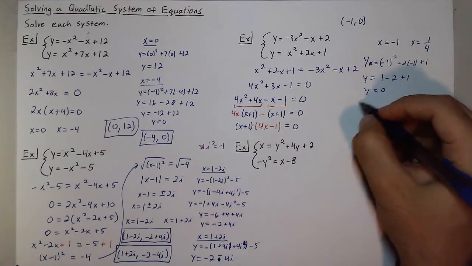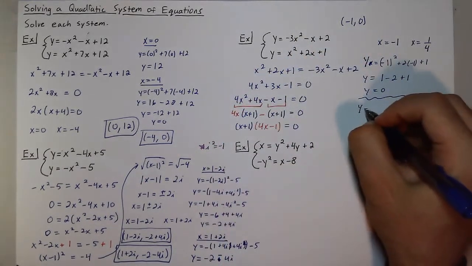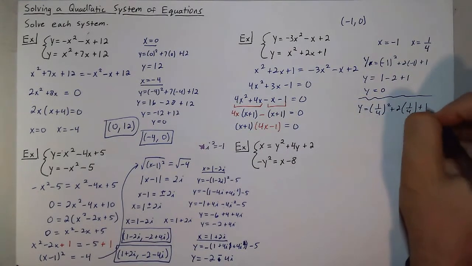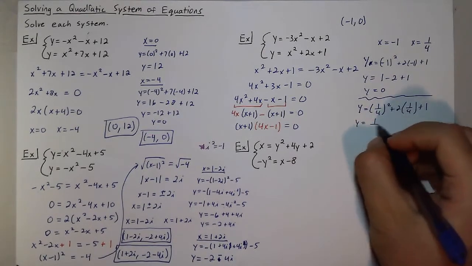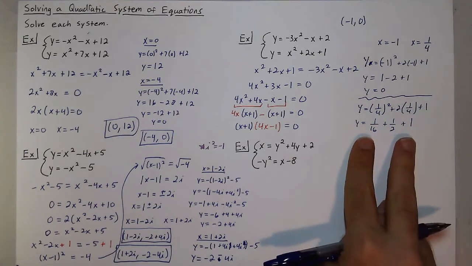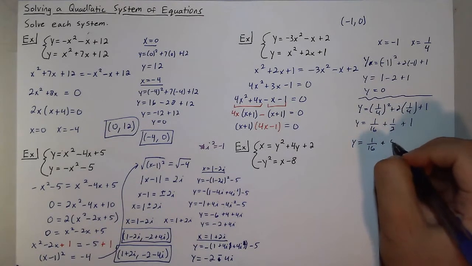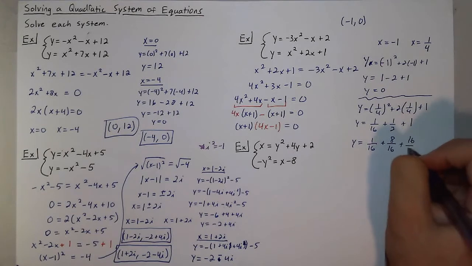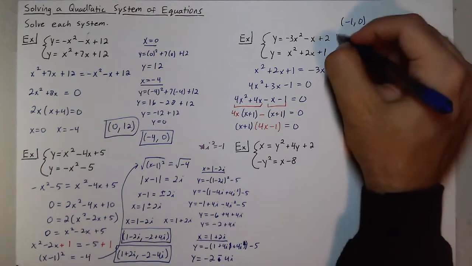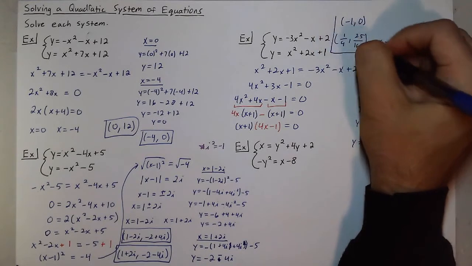And the other solution, plug in 1/4 into, I'll just use the bottom equation as well, 1/4 squared plus 2 times 1/4 plus 1, giving me 1/16 plus 1/2 plus 1. They need a common denominator to add them all together. So I'll use 16 as the denominator. So 1/16 plus 8/16 plus 16/16. And altogether that gives me 25/16. So my other solution would be 1/4, comma, 25/16 for the two solutions.